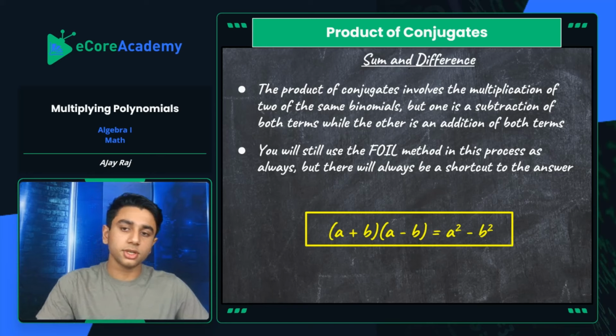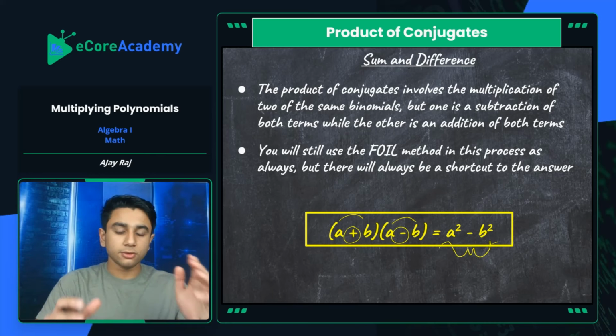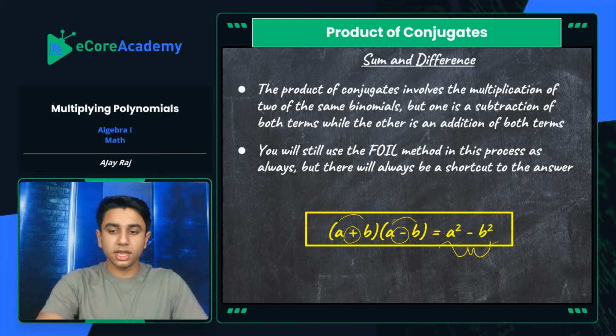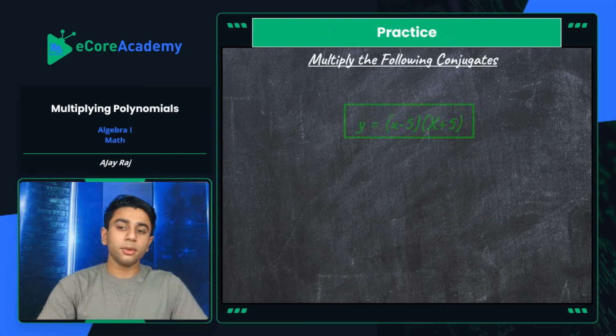So essentially, this is what the product of conjugates theorem is going to look like. These are basically the same exact expressions. They have the same terms for a and b. However, one is being added together, and the other one is subtracting them. You multiply those together to get your final answer, which is just a squared minus b squared. So that's the shortened form. If you ever notice that you have, say for example, x plus 3 times x minus 3, you know to go straight to a squared minus b squared. But of course, we're going to prove that. So let's multiply the following conjugates out.